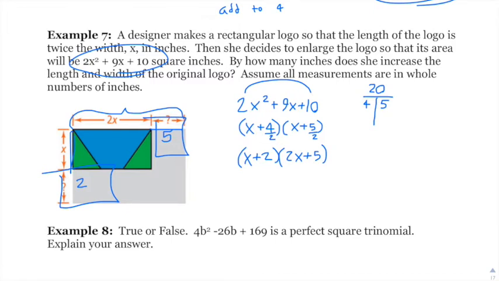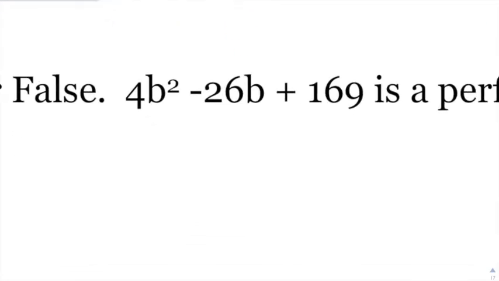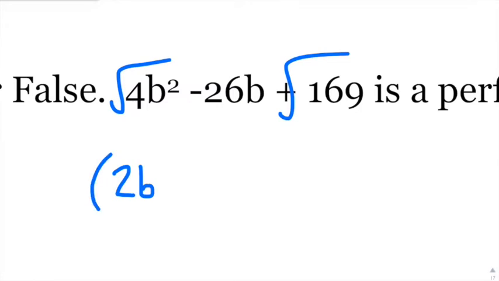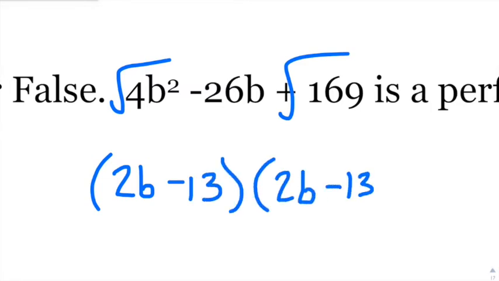Example 8. Is this a perfect square trinomial, yes or no? I would look closely at the trinomial, square root it, do that trick, see if it FOILs back, and specifically check the middle term to make sure it adds up. So we could try 2b minus 13, and the other one will be 2b minus 13 as well. So 2b and 2b is 4b squared, and negative 13 times negative 13 is positive 169.